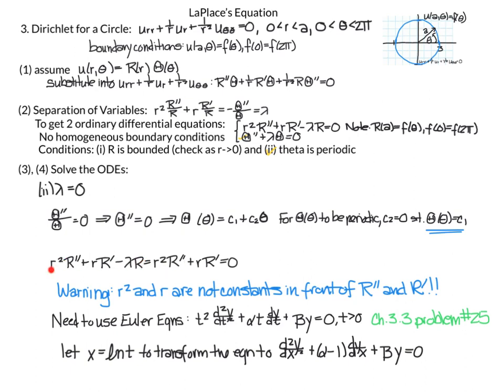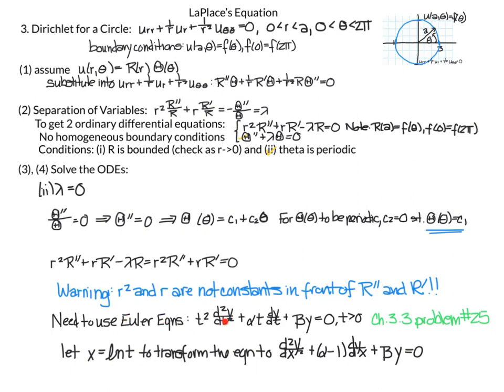This is exactly this form. Your variable is r, so you have your variable squared times r double prime, that's this term, plus, in this case, alpha is equal to 1. You have your variable r times r prime plus beta, so in this case, beta is equal to negative lambda, and then you have your function r.